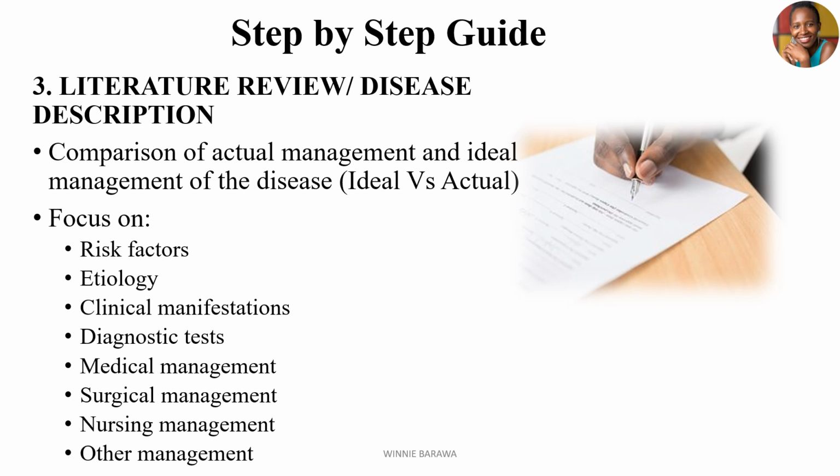And you're told the key focus should be on risk factors, etiologies, clinical manifestations, diagnostic tests, medical management, surgical management. Don't forget nursing management. Don't forget other management. Like here with ideal and actual, you want to focus on each and every part of management that is important and was implemented for our patient vis-a-vis what is ideal from the books. So if you're still stuck, I will repeat, you can refer to the literature review video and it has detailed explanations on how to handle this part.